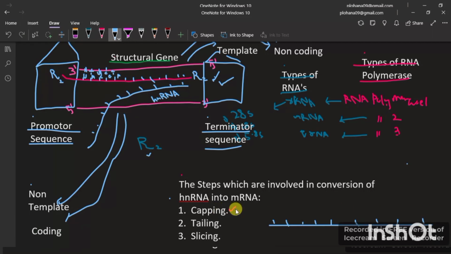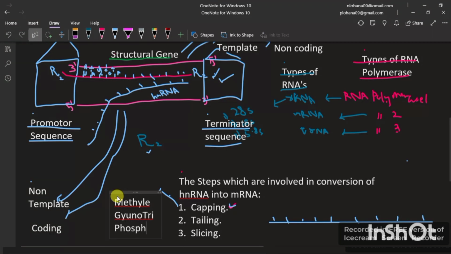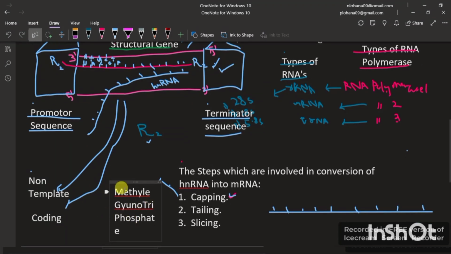So the first step is capping. Now we have to make it wear a cap first. So what will that cap be made of? Let me write here. That would be methyl guanosine triphosphate. So this cap is made up of methyl guanosine triphosphate.